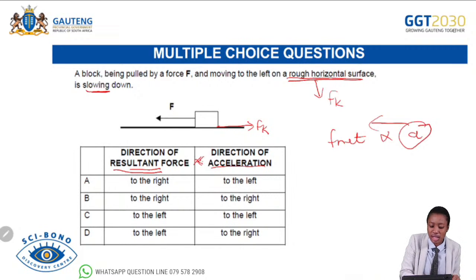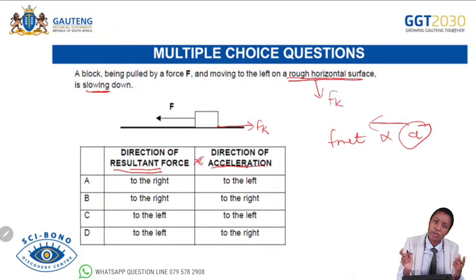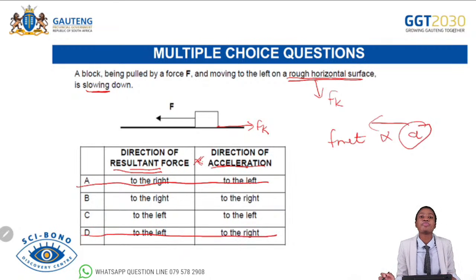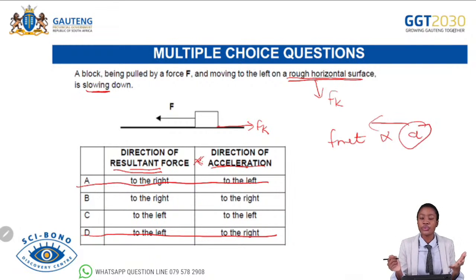We are looking at resultant force and acceleration, and we know that they are in the same direction. So let us eliminate the ones that say that they are not in the same direction. That would be A, and that would be D. So we are left with B and C. So now let's get the correct answer between B and C. Now you have a 50-50 chance of getting the question correct.